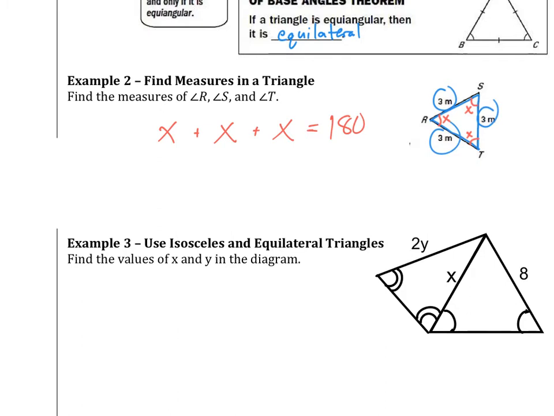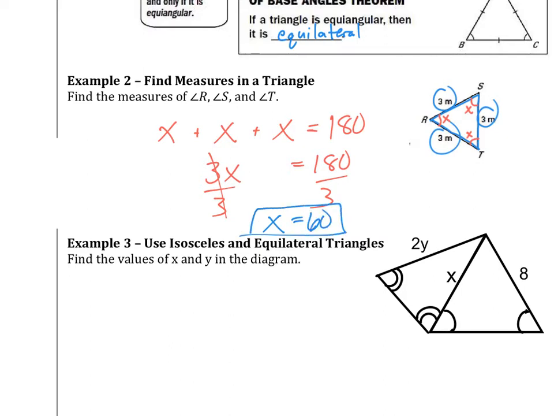So X plus X plus X equals 180. So we would get 3X equals 180. And then we would solve for X by dividing by 3. So you'd end up with X equals 60.